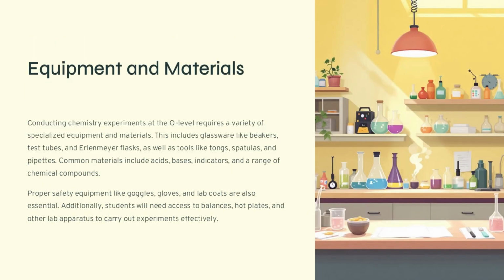Equipment and materials are essential for conducting chemistry experiments at the O-level. Key glassware includes beakers, test tubes, and Erlenmeyer flasks. Important tools are tongs, spatulas, and pipettes. Common materials are acids, bases, indicators, and various chemical compounds.